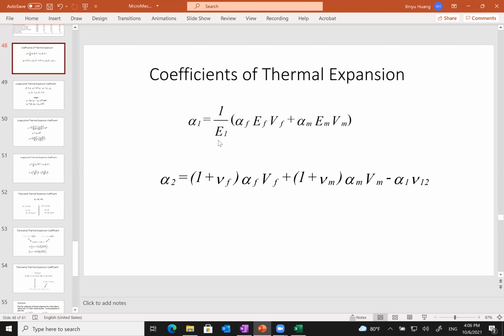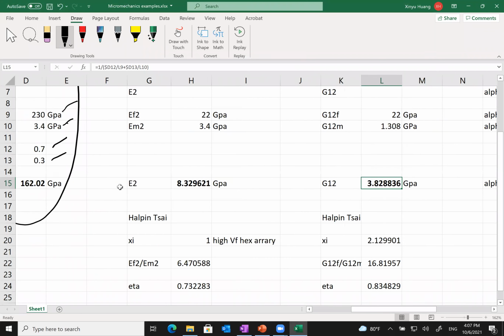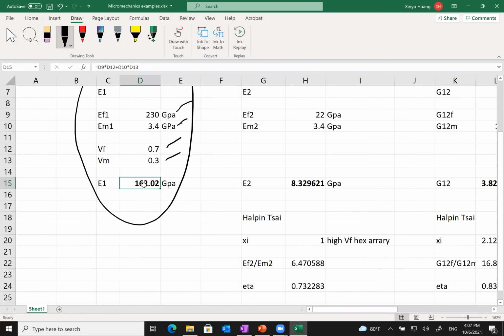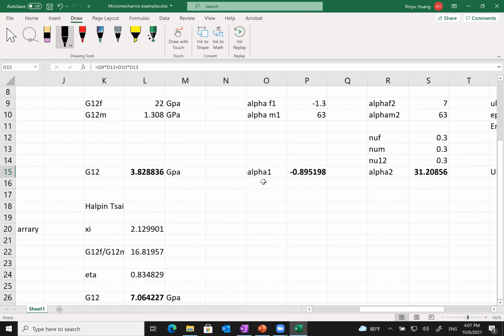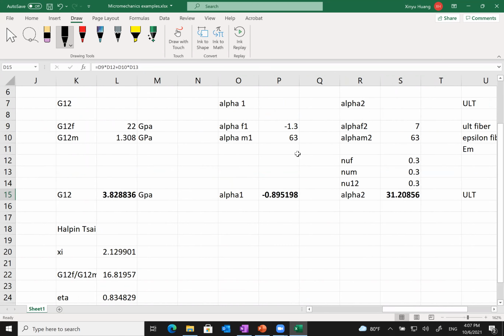This E1 is the effective Young's modulus of the lamina in one direction. So this one is what you calculate in step 1. This E1 is the number we calculate here. We have to use this number for that E1. Okay, so basically plug and chug. I calculate over here. And then this is the thermal expansion coefficient for the fiber in one direction. The actual value is negative 1.3.